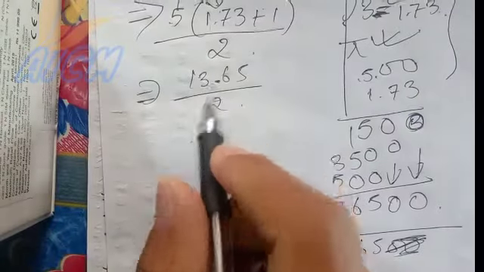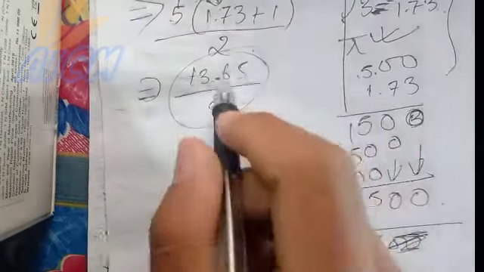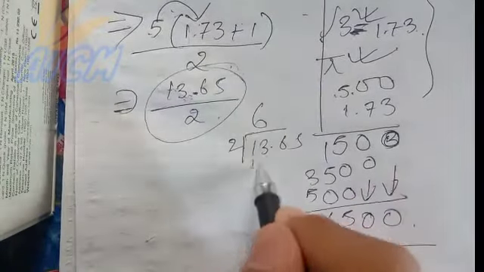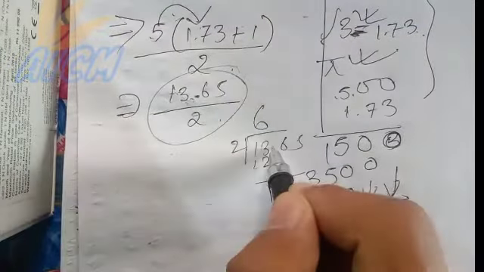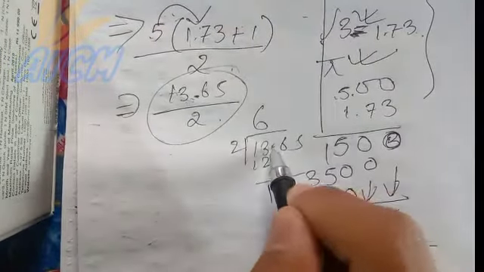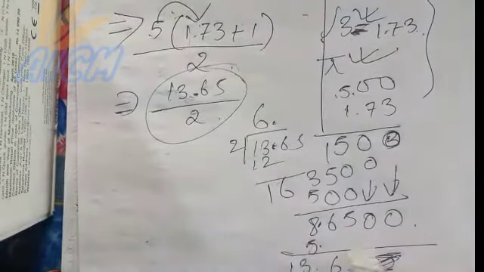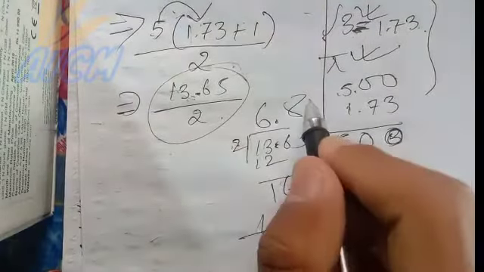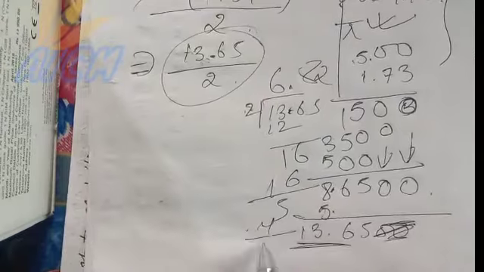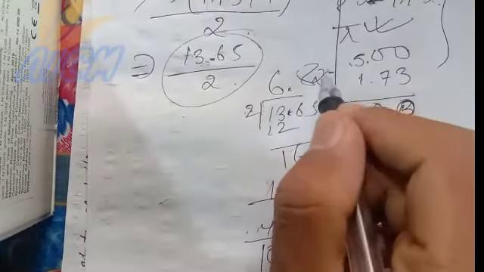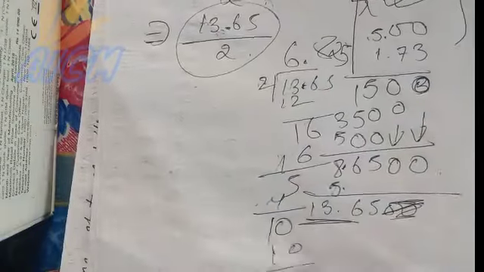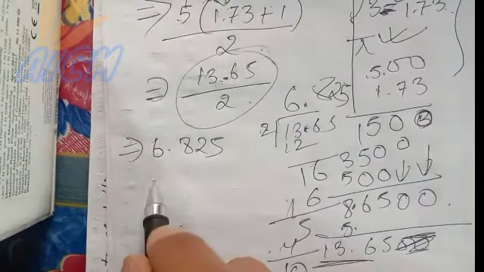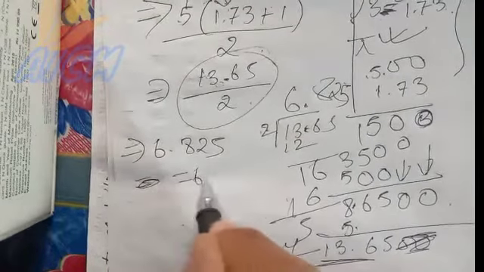So we are going to divide this again. 13.65 divided by 2: 6 twos are 12, and we have 1, and now we have 6 again, but then there is a point in the middle, so this point we will transfer upside, and 2 eights are 16. Okay, and 5, 2 twos are 4, and 1. Okay, 0.5, and we have 10. That implies 6.825. Okay, this is the answer.